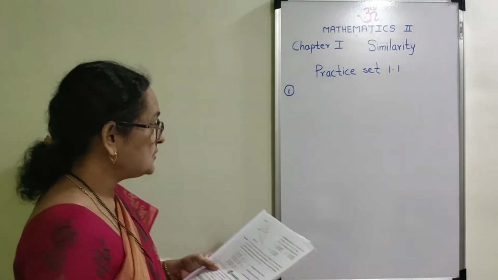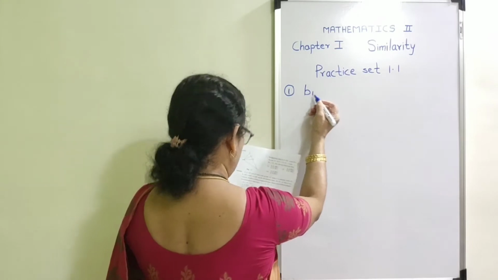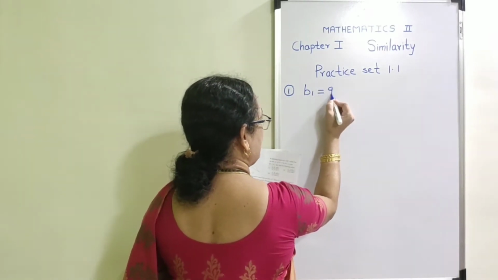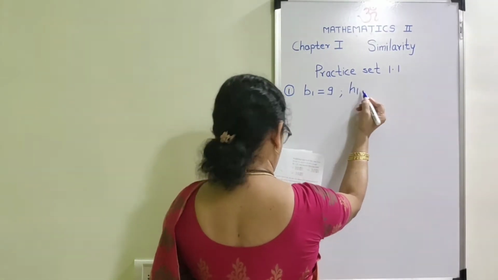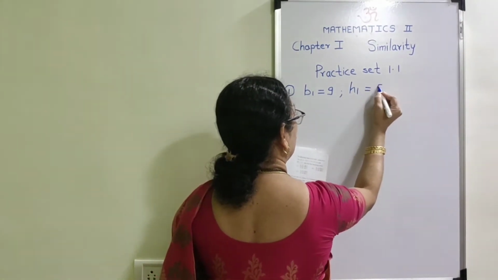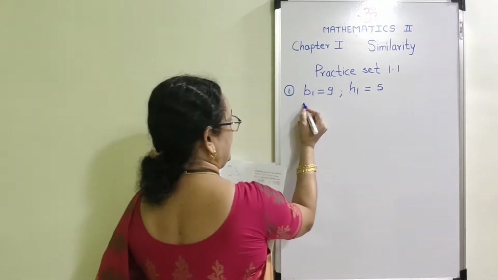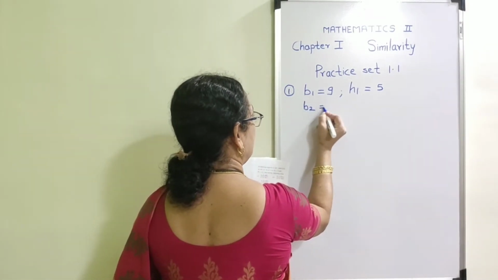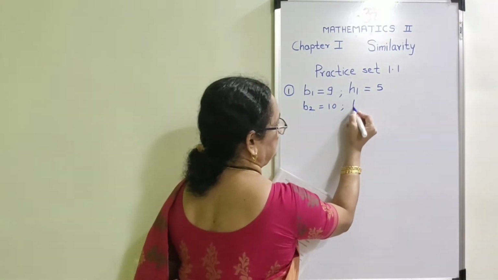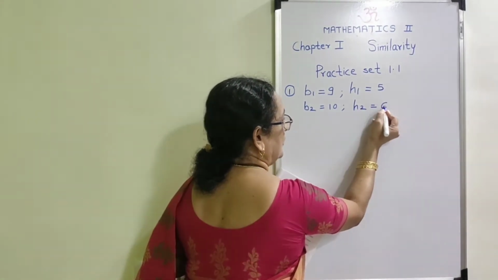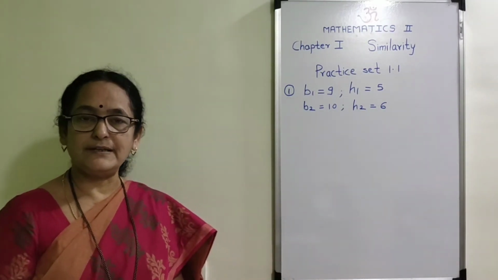Here, suppose I have considered the base of first triangle as B1. B1 is equal to 9. Units are not given, don't write it. Height of the first triangle is H1, that is equal to 5. And base of another triangle is 10. Therefore, B2 is equal to 10 and height of another triangle is 6. Now what is asked? They have asked find the ratio of areas of these triangles.